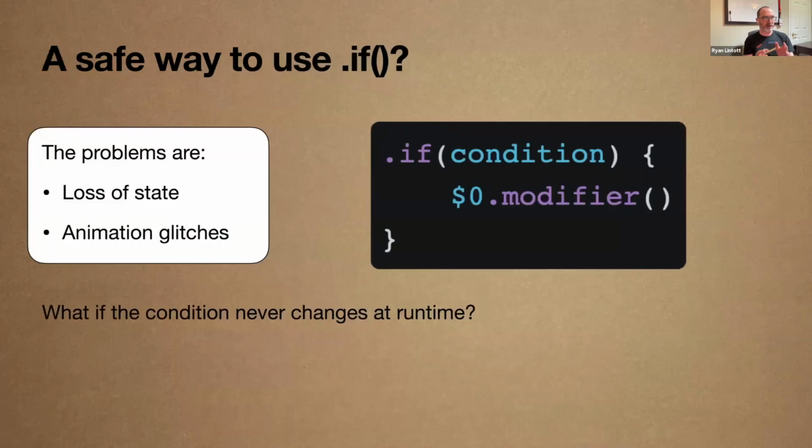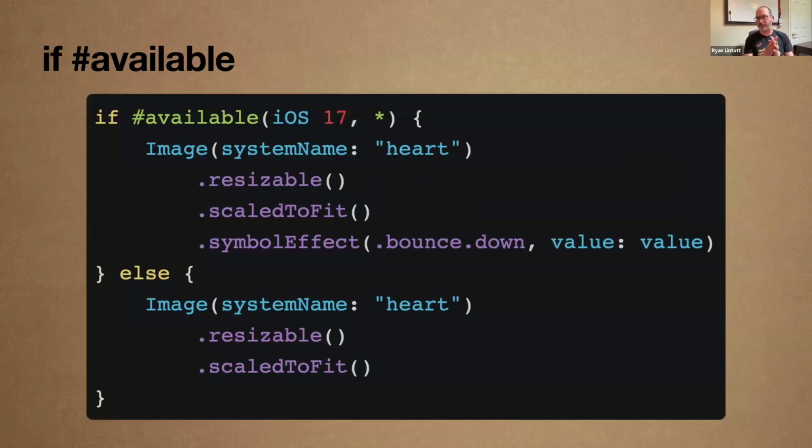So that's all great, but is there a safe way to use if? Like maybe there's a way we could still keep it around. It seems very helpful. But the problems, as we know, are loss of state or animation glitches. So what if the condition doesn't change at runtime? And the one I'm thinking of is if available. So the OS is never going to change at runtime. It's going to be the same OS that it was to begin with. So these two branches you're seeing here, they're never going to change. You're only going to execute one once you're running your code. So you have no risk of state loss or animation glitches within it.